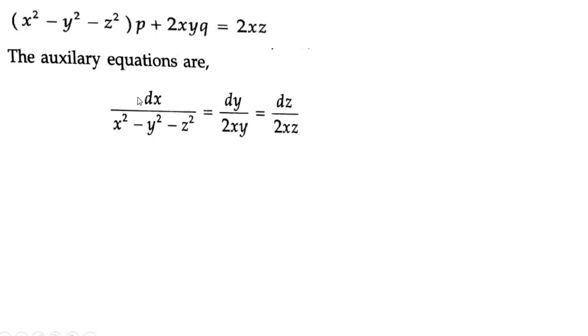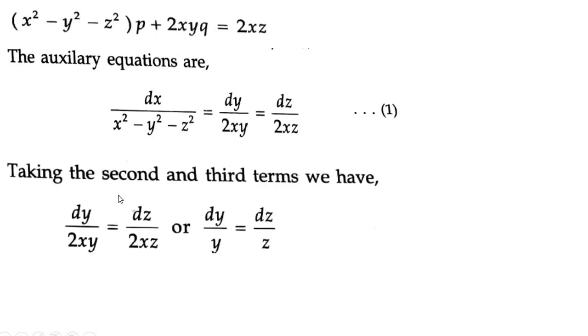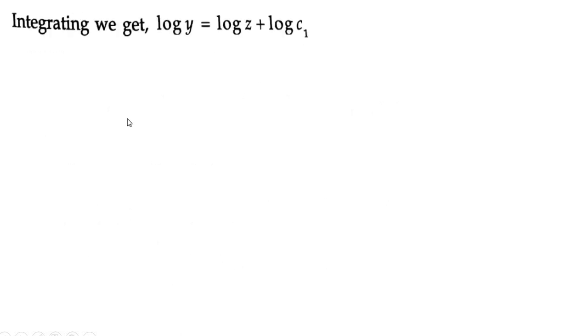Next, let us think about the first term. What we can do with the first term? Now, we'll take the second and the third term. 2x will get cancelled and you get dy by y is equal to dz by z. On integrating this, you get log y is equal to log z plus log c1. Therefore, y by z is equal to c1.